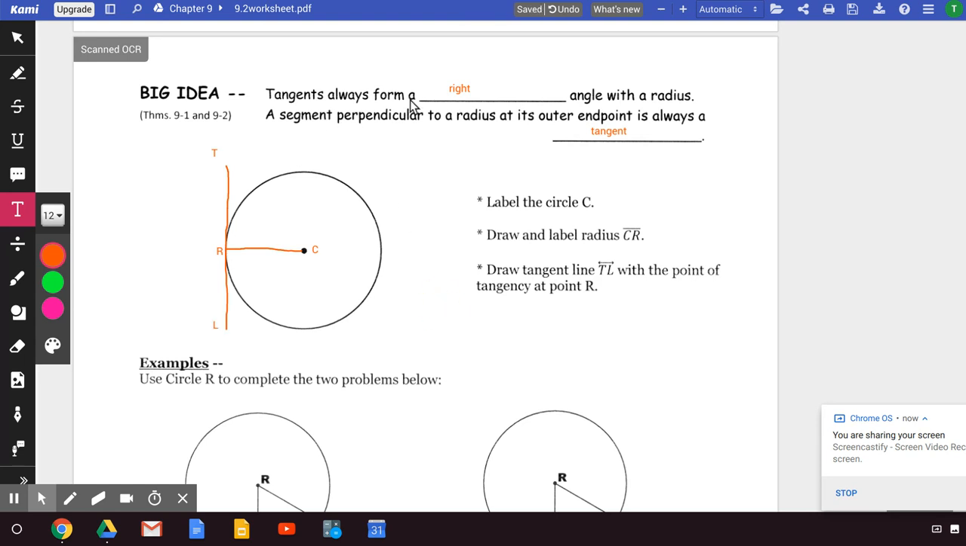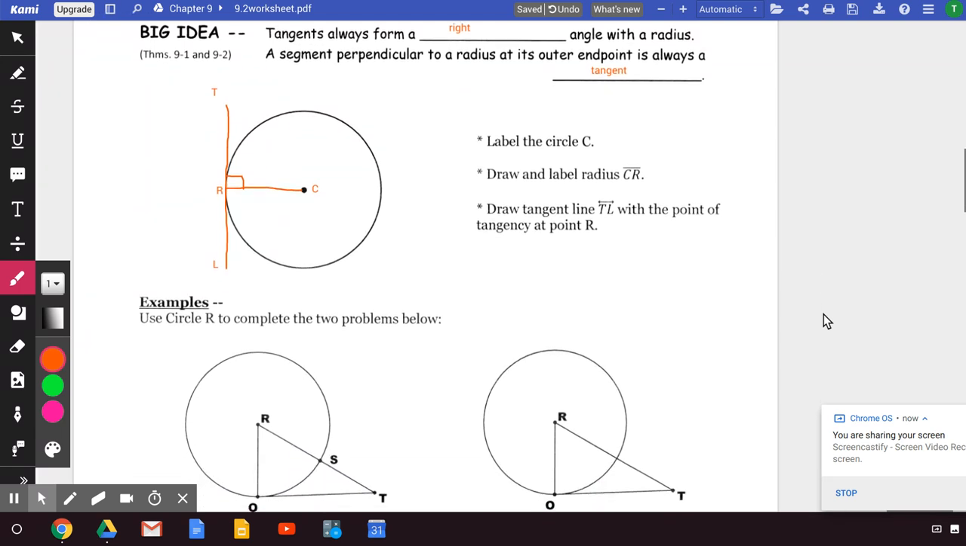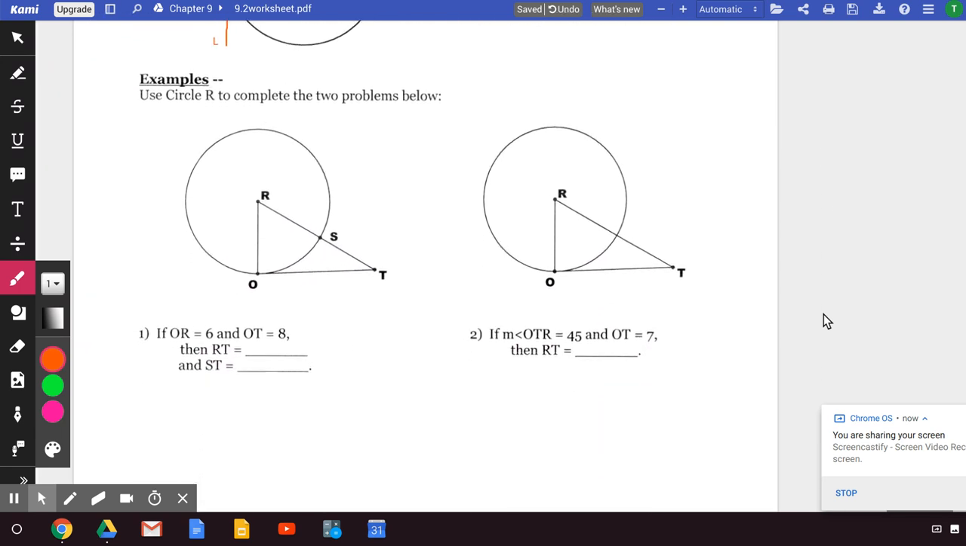Now what this big idea says is that anytime you have a radius intersecting a tangent line, it's going to form a right angle. What that big idea is going to allow us to do, if we look at our next two examples, is create some triangles. So in example number 1, we have radius RO, and we have this tangent line OT.